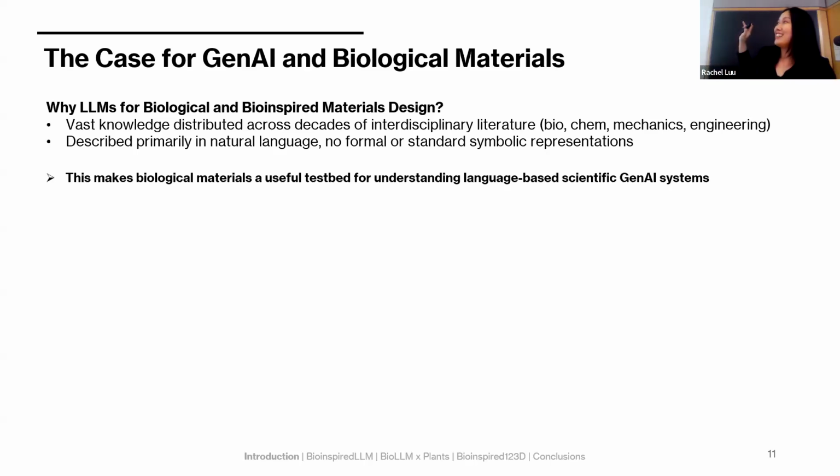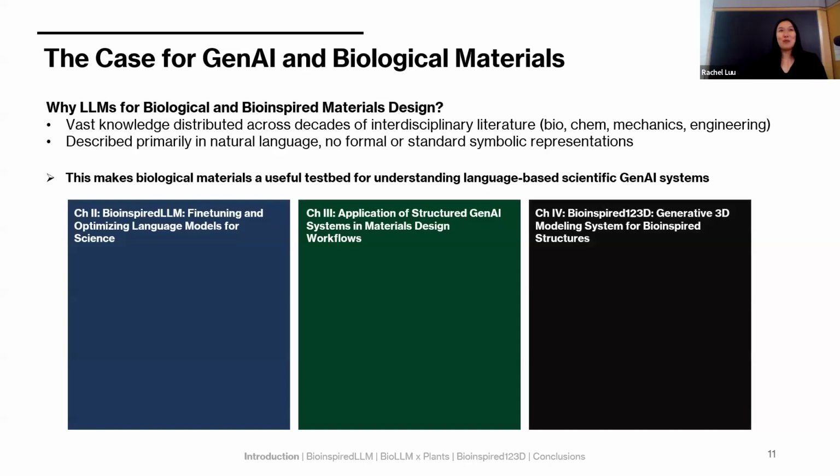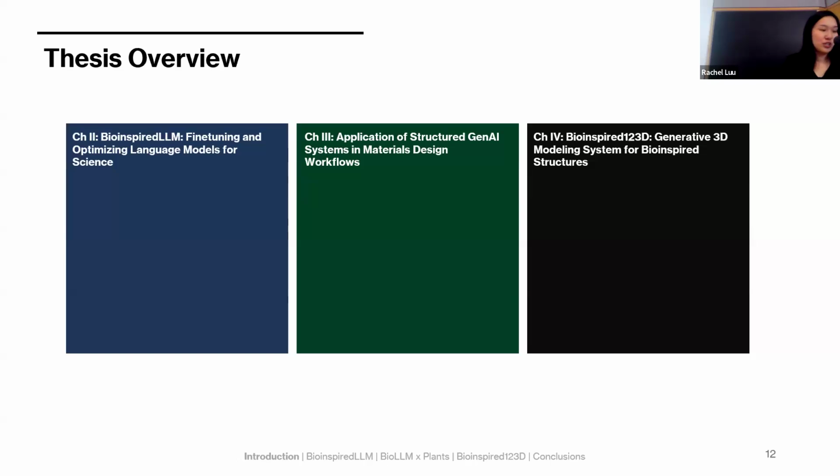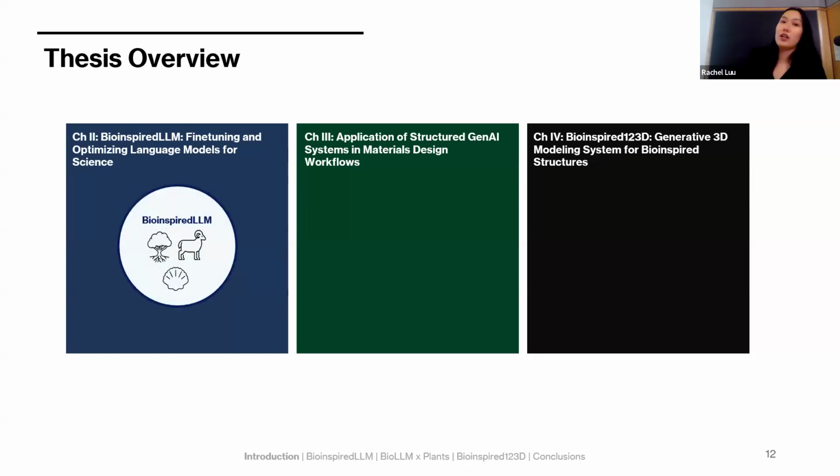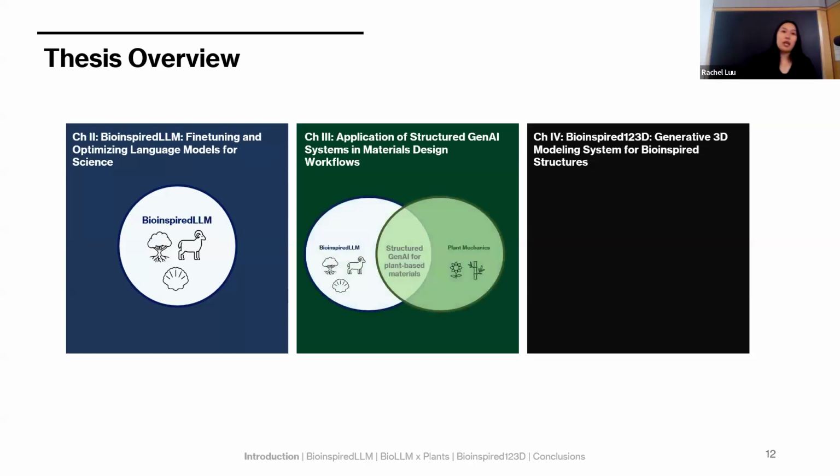So with this in mind, I now introduce the three core chapters of my thesis. I'll talk really briefly about what each one means. The first one is chapter two, bio-inspired LLM. This is a fine-tuned large language model for science, specifically specializing in biological and bio-inspired materials. The next chapter is applying that model even further in an actual physical research workflow, understanding how we could use it to actually conduct real research and do materials design.